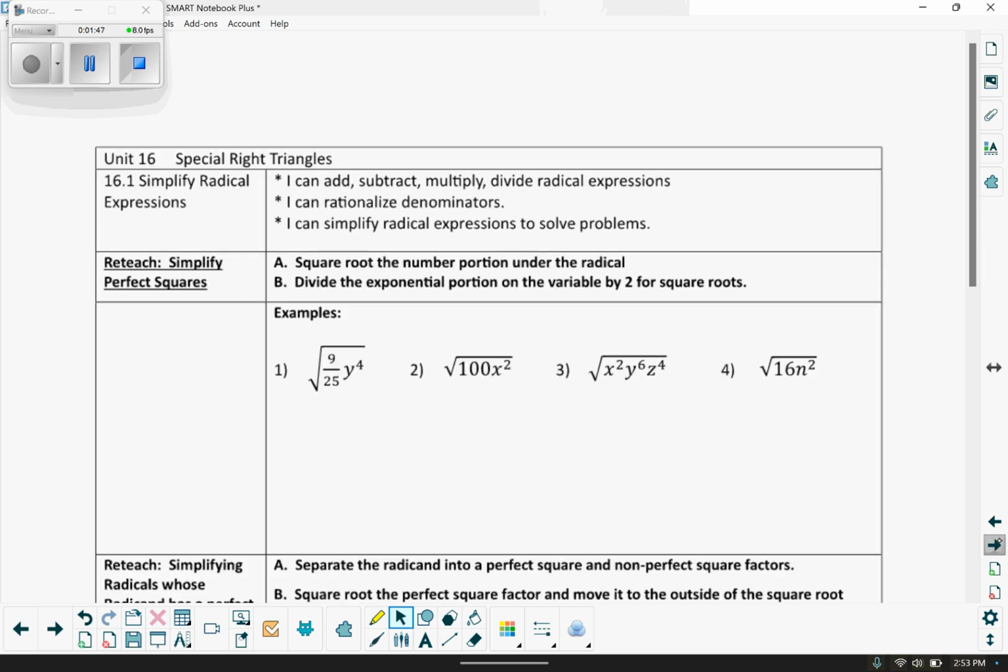Now we're going to start right in. We have special right triangles. That's where we're going to get to, but right away we're going to start with radical expressions. So the big thing that we need to remember about radical expressions is we need to remember our perfect squares.